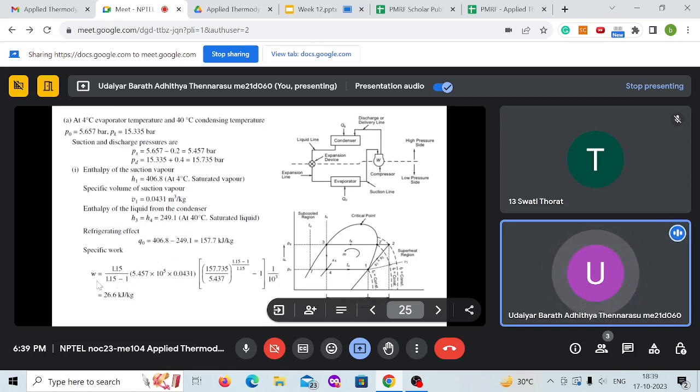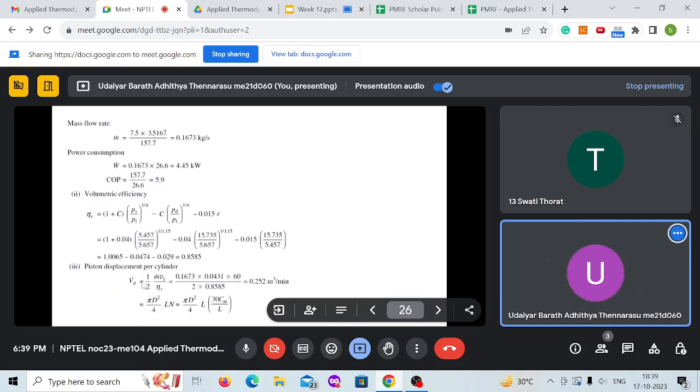So gamma by gamma minus 1 or n by n minus 1 into P1 V1 and your pressure ratio, a similar expression which we are using. On substituting, we will get that the specific work is 26.6 kilojoule per kg. So now we can find out the mass flow rate.